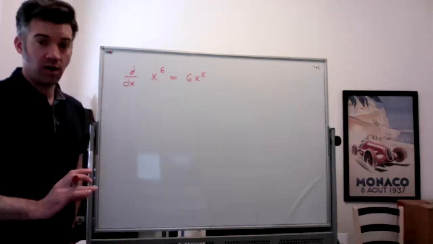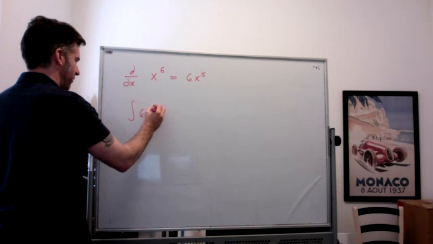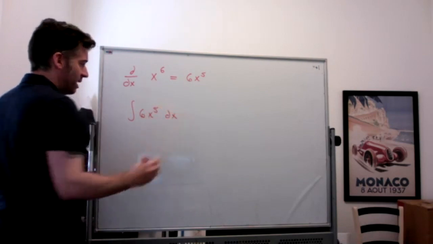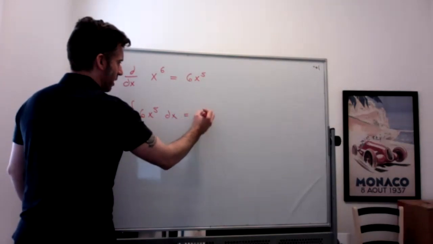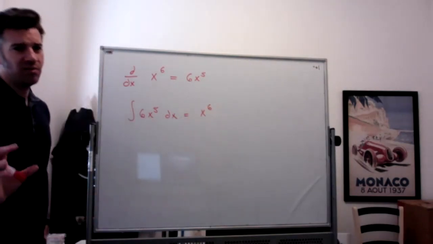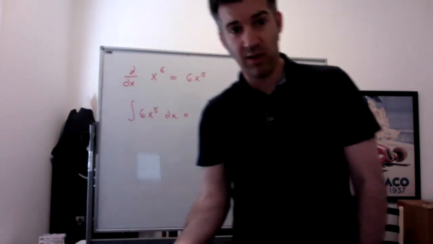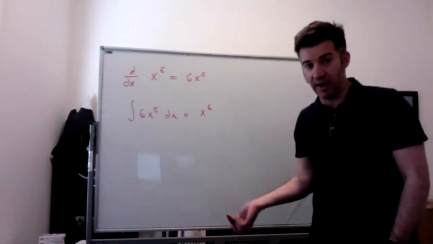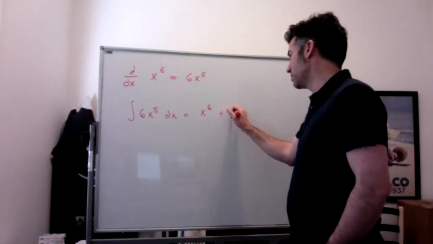We also now know that the antiderivative of 6x to the 5th dx is equal to x to the 6th. Well, not just x to the 6th, right? It could be x to the 6th plus 1, or plus 7, or plus 1 billion, or minus 5, or minus pi. It could be plus any constant.